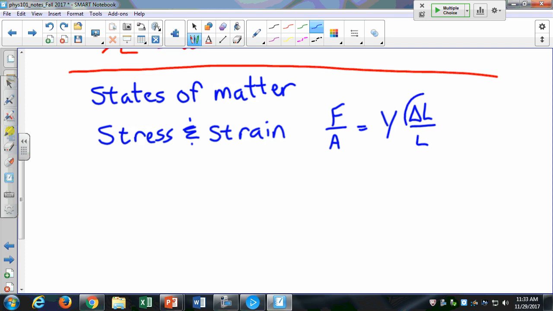Either calculating what delta L should be, or maybe calculating what the Young's modulus will be, or calculating the stress, or calculating the strain. One of those things. Just be familiar with that equation and how to use it, what the quantities are. So stress and strain, density and pressure.